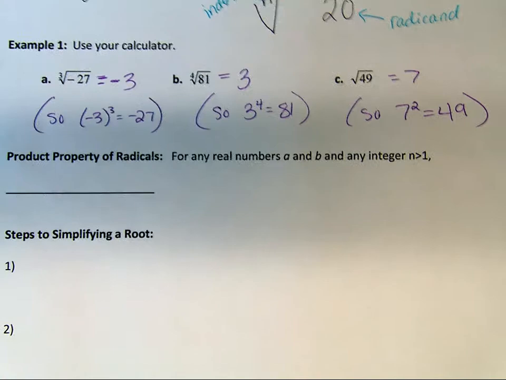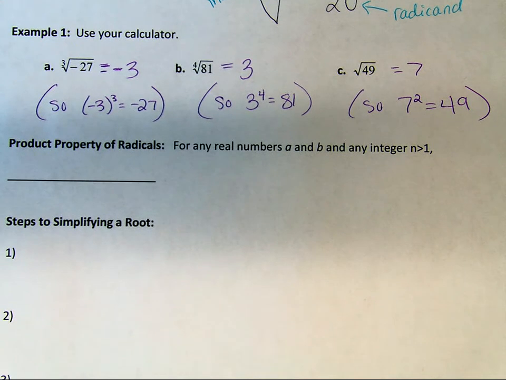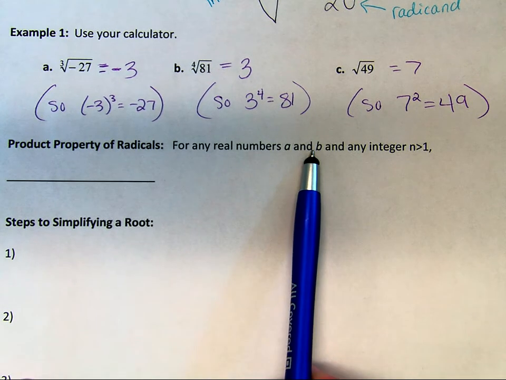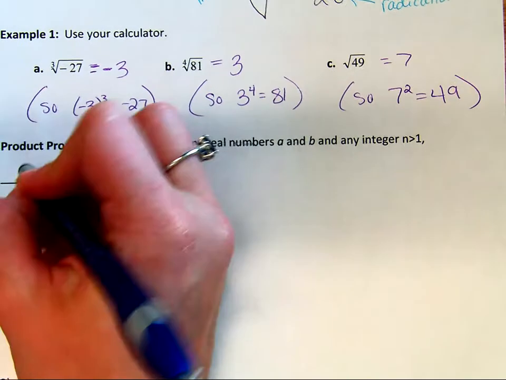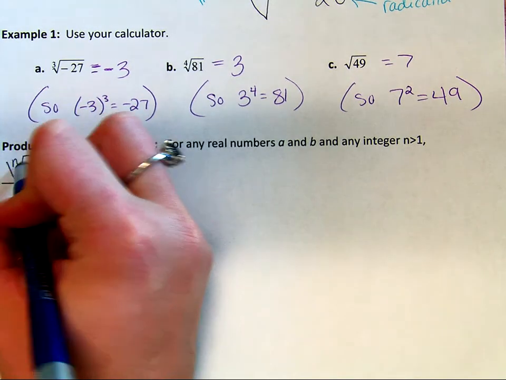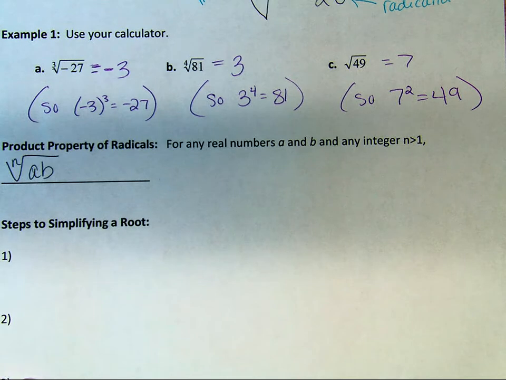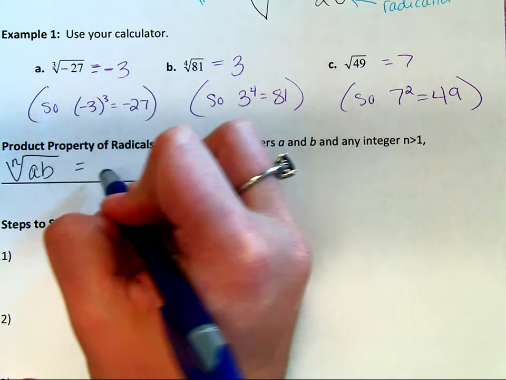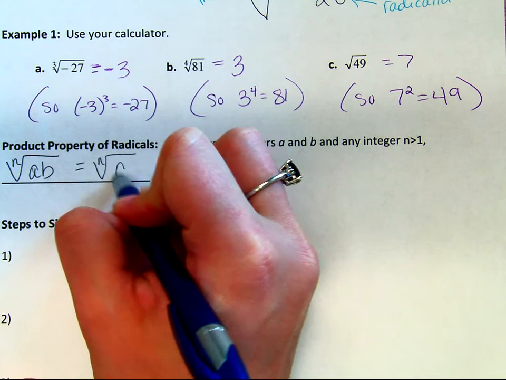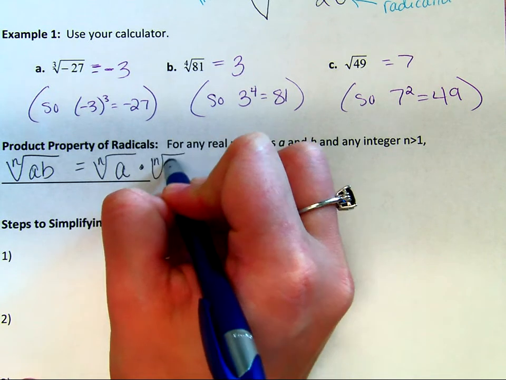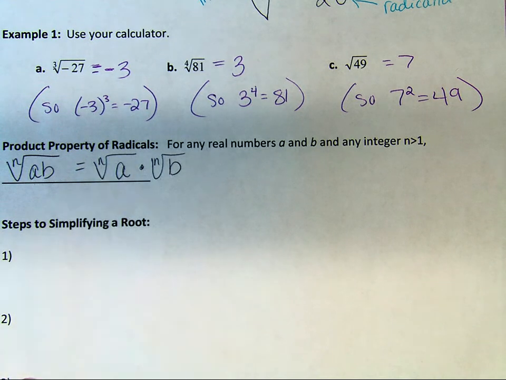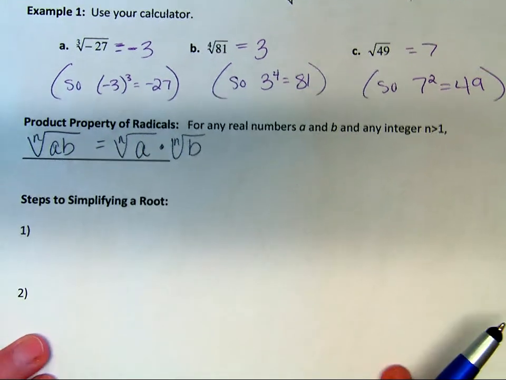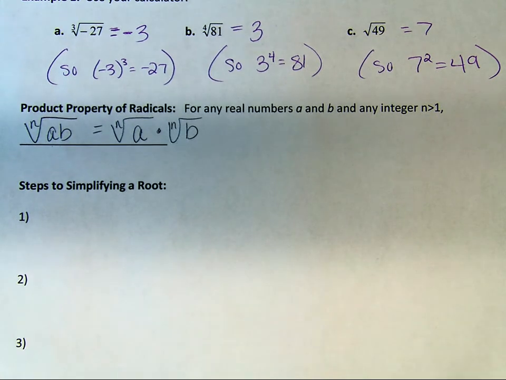Okay, moving on from our calculator problems. We're going to talk about something called the product property of radicals. This property says for any real numbers a and b, and any integer n that's bigger than 1, here's the property. It's pretty easy to use. If I have the nth root of a product, like a times b, I'm allowed to break this up into 2 separate radicals, the nth root of a times the nth root of b, as long as I keep my index the same. We're going to be using that property in a minute to simplify a root.